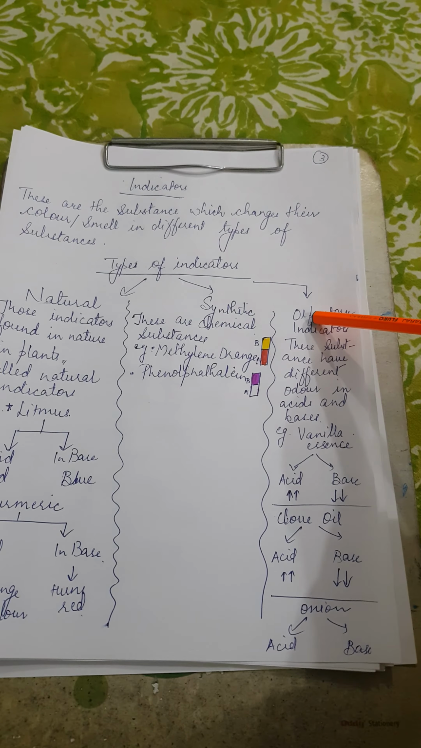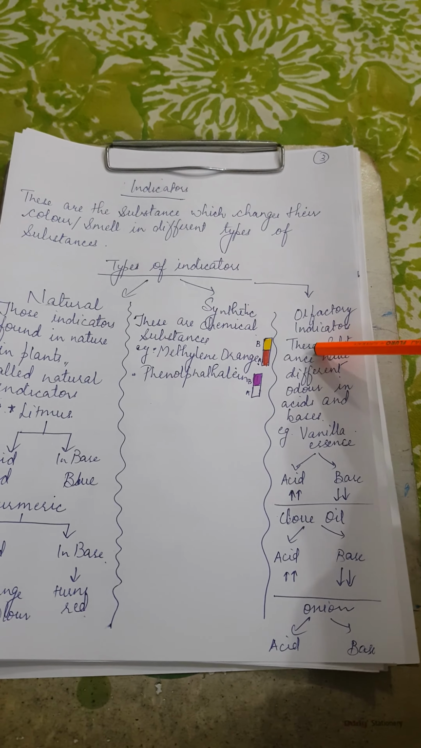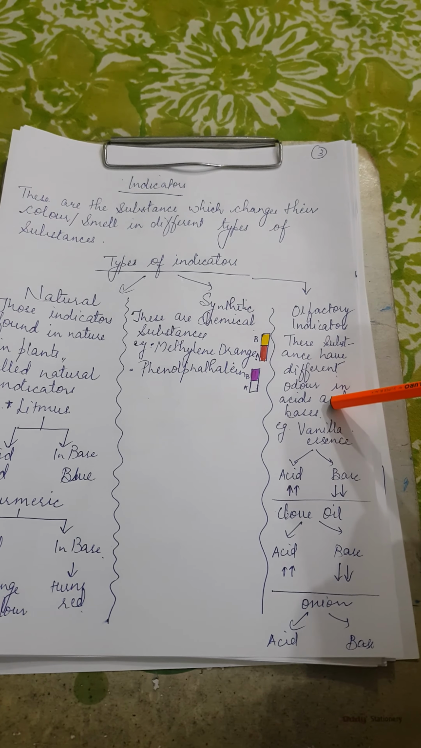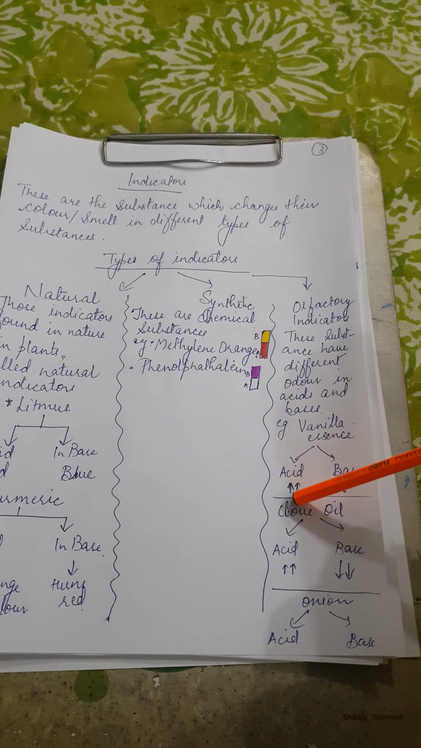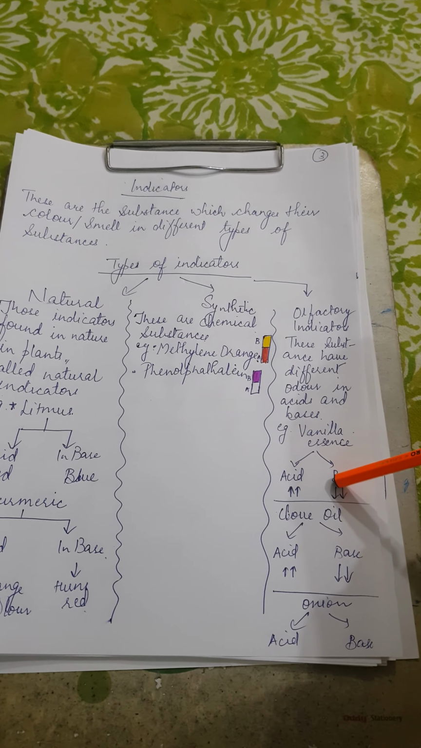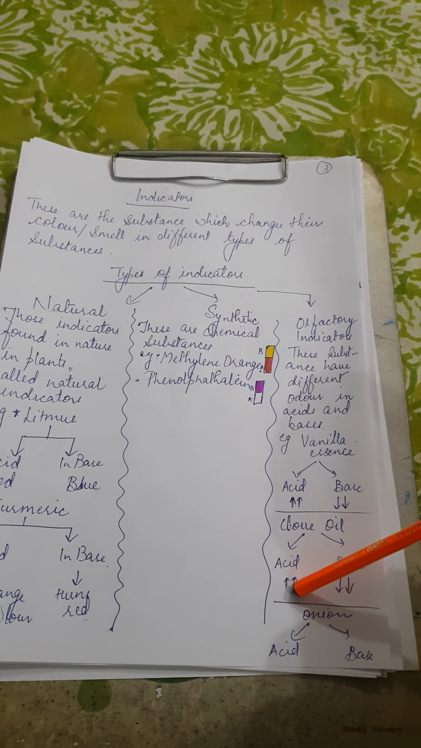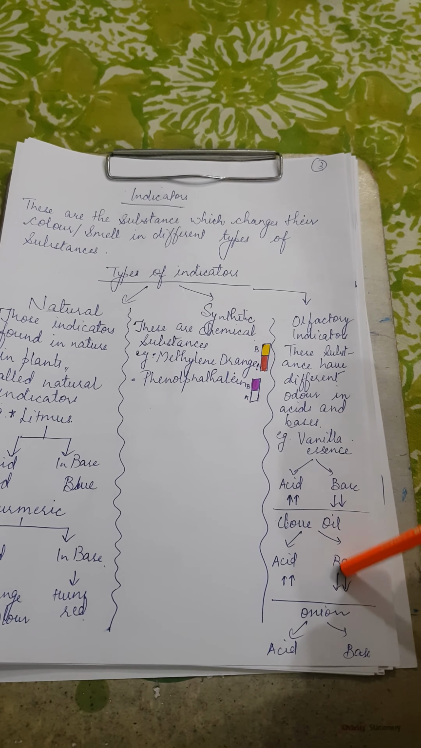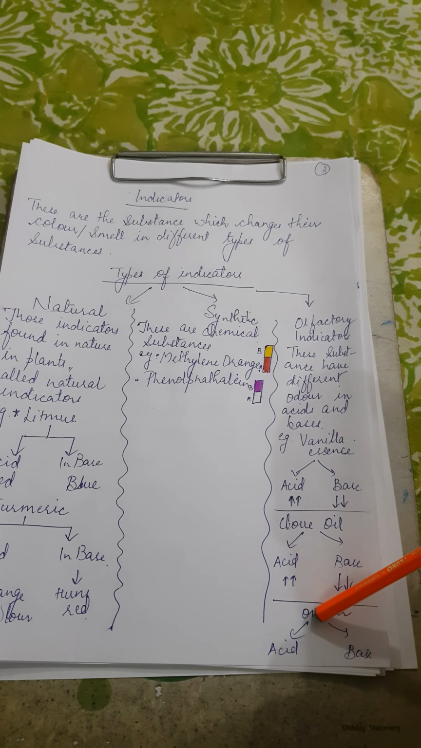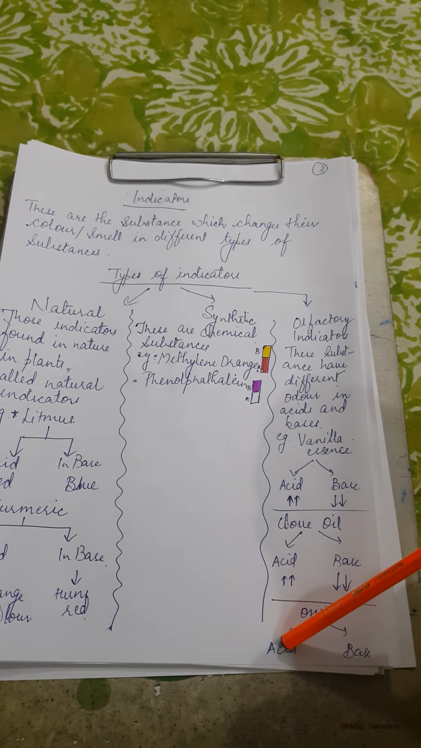I am repeating the definition of olfactory indicators. Olfactory indicators are the substances which have different smell in acidic and basic substances. Vanilla essence gives a very strong smell in acidic solution, while in basic there is no strong smell. While clove oil gives a very strong smell in acidic solution, and in base again there is no smell or very little. Onion gives a very strong smell in basic solution but not in acidic solution.